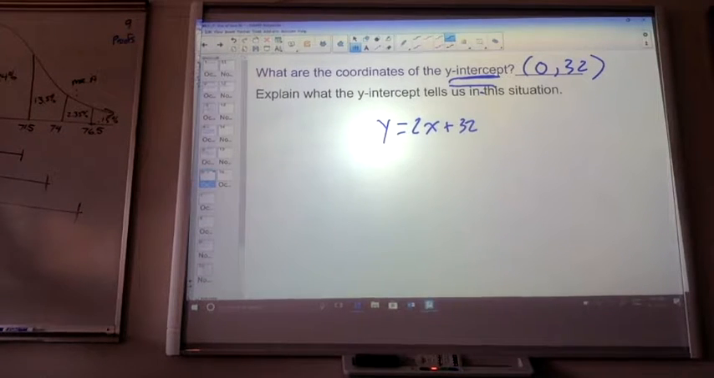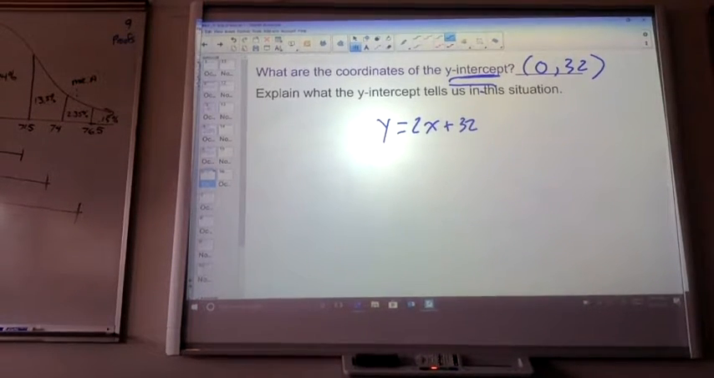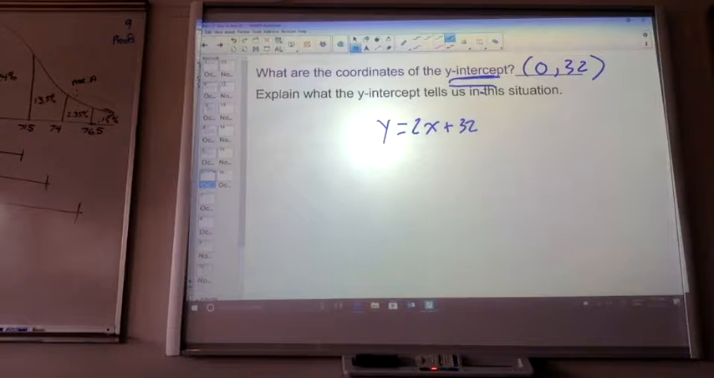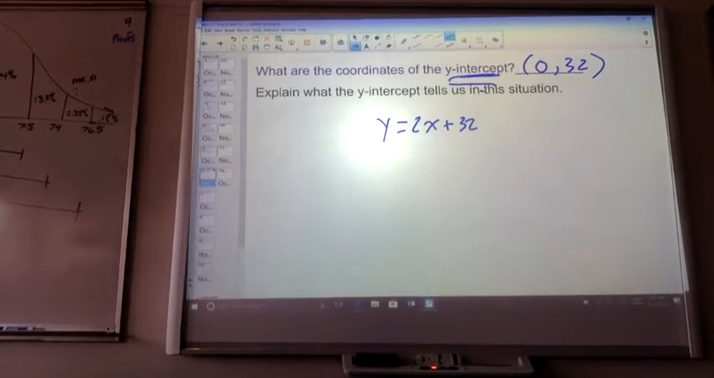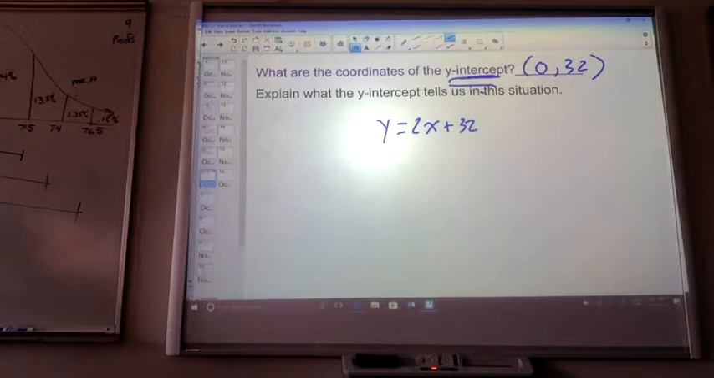So, what does the y-intercept tell us in the context of this problem? What did 0 mean? At 0 time. 0 days. What day did we start on? December 21st. So December 21st equals day 0. Okay?